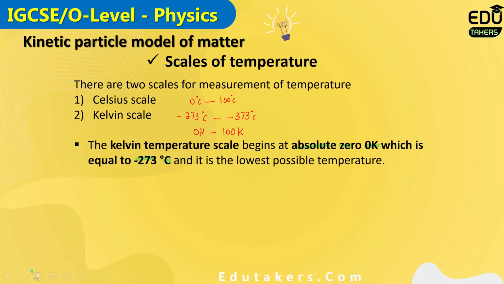So I can simply write here, 0 Kelvin is equal to minus 273 degrees C. Both of these are equal. It means that if you consider 0 Kelvin, its value in the Celsius scale is minus 273 degrees C. Both of these are equal and it is the lowest possible temperature. 0 Kelvin is the lowest possible temperature and it is equal to minus 273 degrees C. How can we make the conversion of Celsius into Kelvin and Kelvin into Celsius? We will also see it.